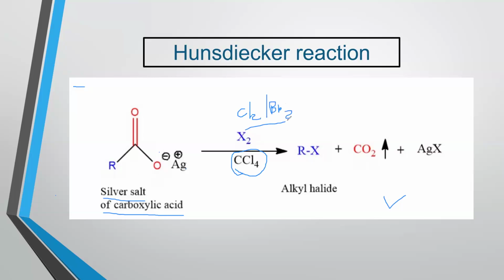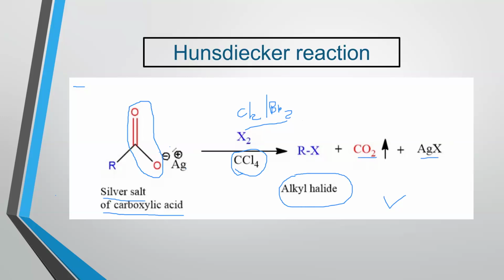Okay, these two mostly. So in presence of CCl4 and also in presence of chlorine or bromine, it will give me an alkyl halide. Okay, and also CO2 gets removed and it will form silver chloride or silver bromide. Accordingly, if you use chlorine, then it will be AgCl. If it is bromine, then it will be AgBr. Okay. Simply, if you see, this CO2 gets removed.